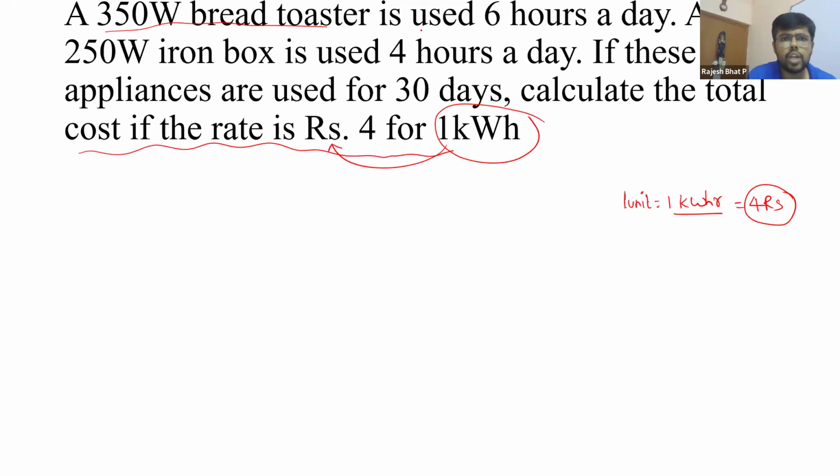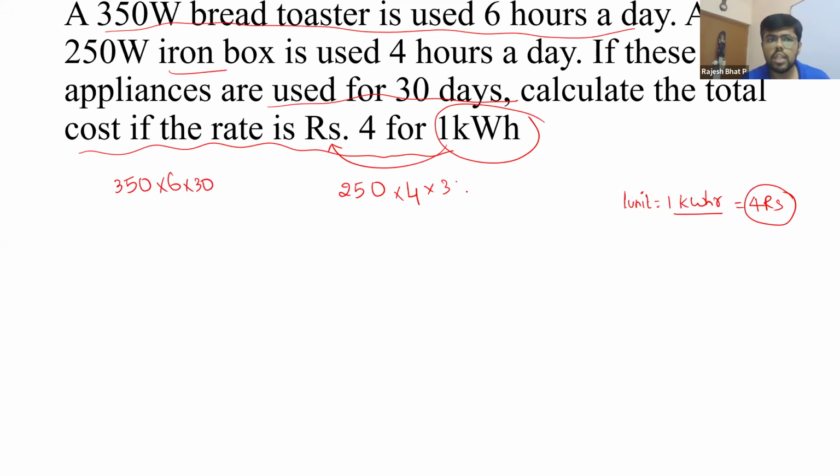Now let us see the condition. There is a bread toaster which is running for 6 hours. And there is one iron box which is running for 4 hours. And both these appliances are running for 30 days. So 30 here, 30 here. This is your toaster, and this is your iron box.